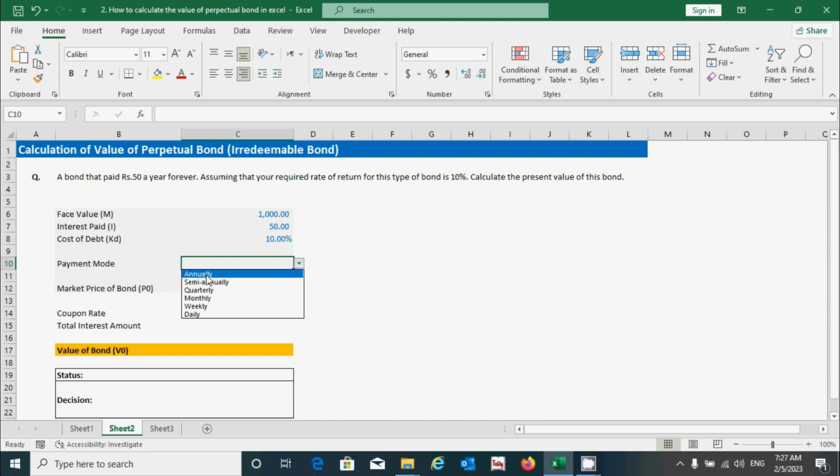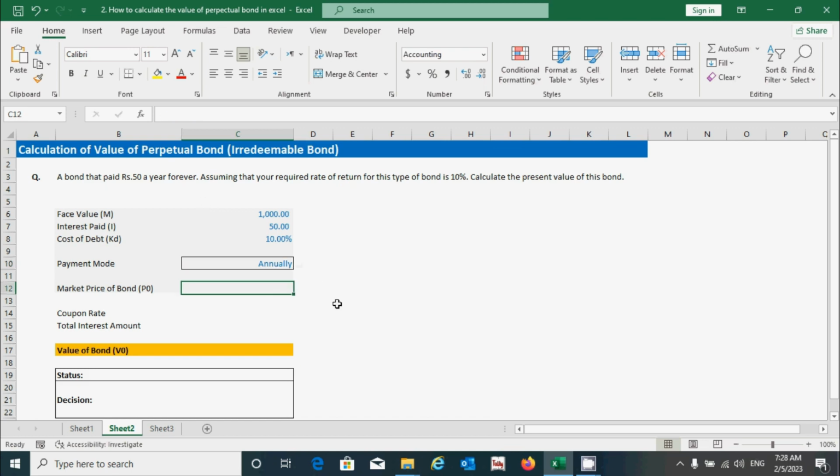So here I'm going to select annually. You can see this 10%. And remember one thing, if the payment mode is not mentioned in the question, then we assume annually as a default. Otherwise, as per our question. So here I'm going to select annually.